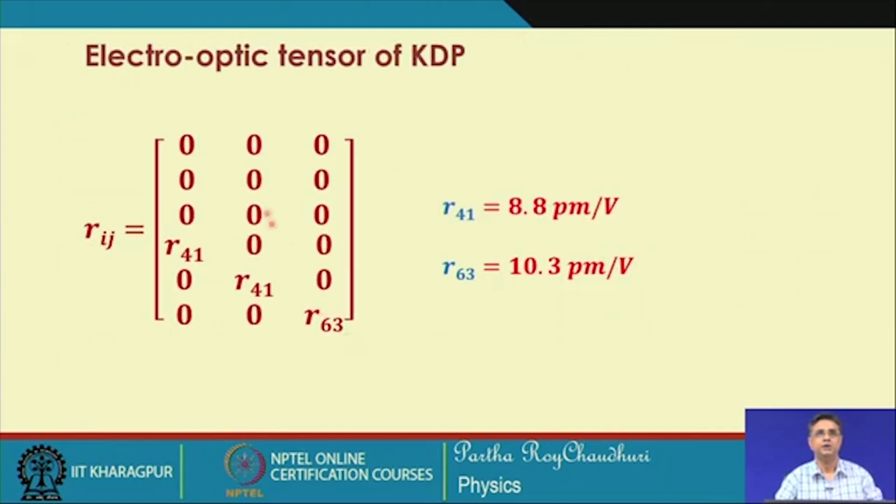Now the electro-optic coefficients, whose values we have already mentioned, R41 is equal to 8.8 picometer per volt, whereas R63 is different. So, these two are the same value and this is different, and now these values will make the system different depending on the orientation of the electric field that is applied to the crystal.